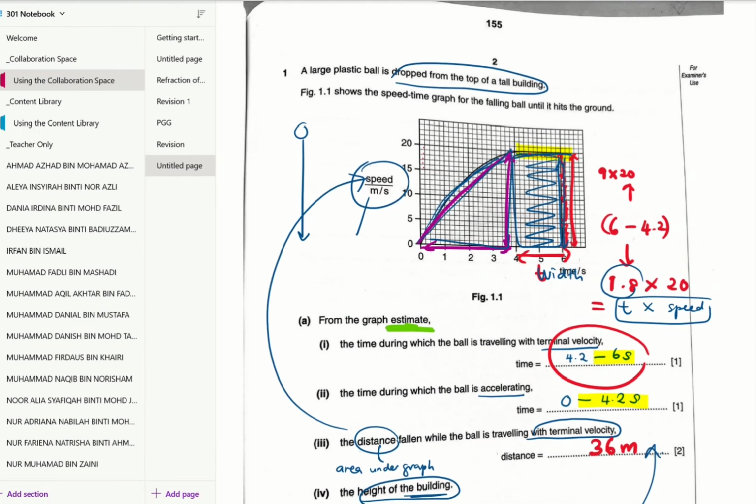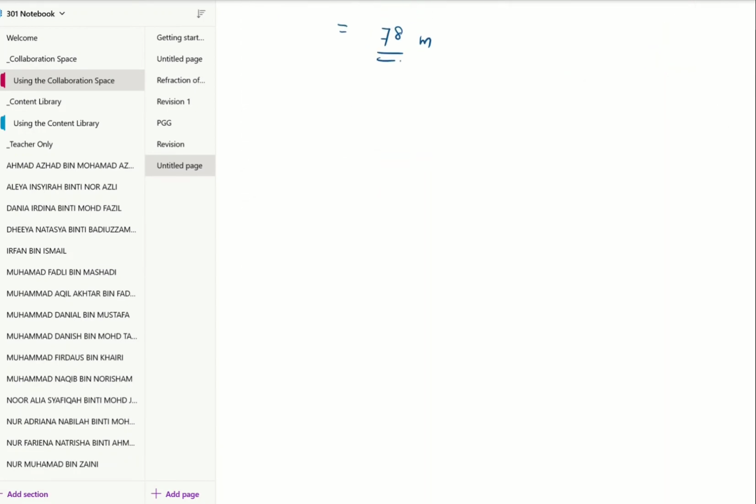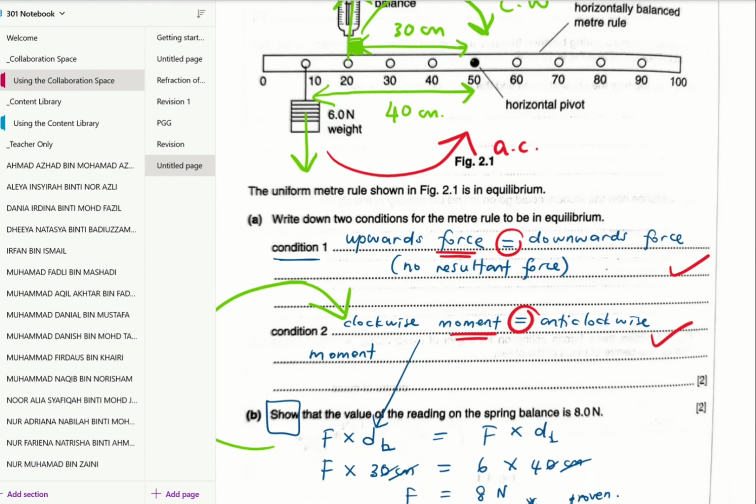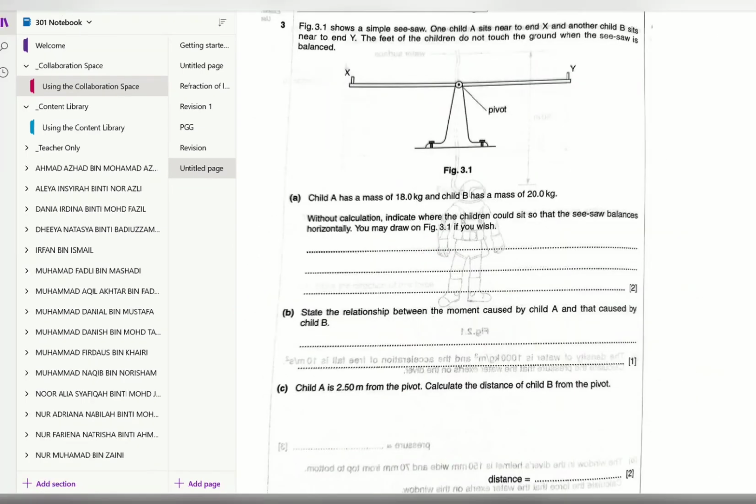Okay, this is another question on moments. Okay, very direct question. We have two children. Child A has a mass of 18 kg and child B has a mass of 20 kg. But it says A sits at X and B sits near end Y. Right, so with that info, without calculation, indicate where the children could sit so that the seesaw balances. What do you think? This is 2 marks.